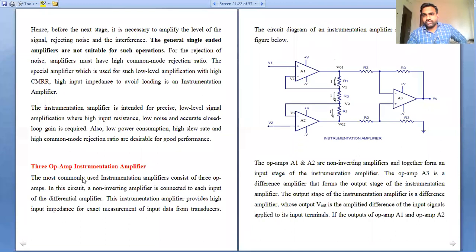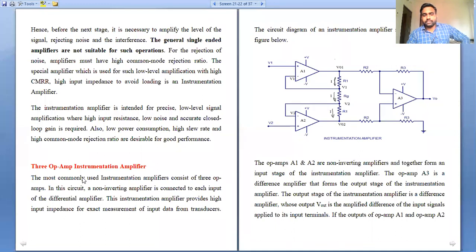In today's class we will discuss the extension of instrumentation amplifiers, and next we will discuss current to voltage converters, and then the voltage follower or buffer. Before going into the discussion, in the last class we discussed the instrumentation amplifier.